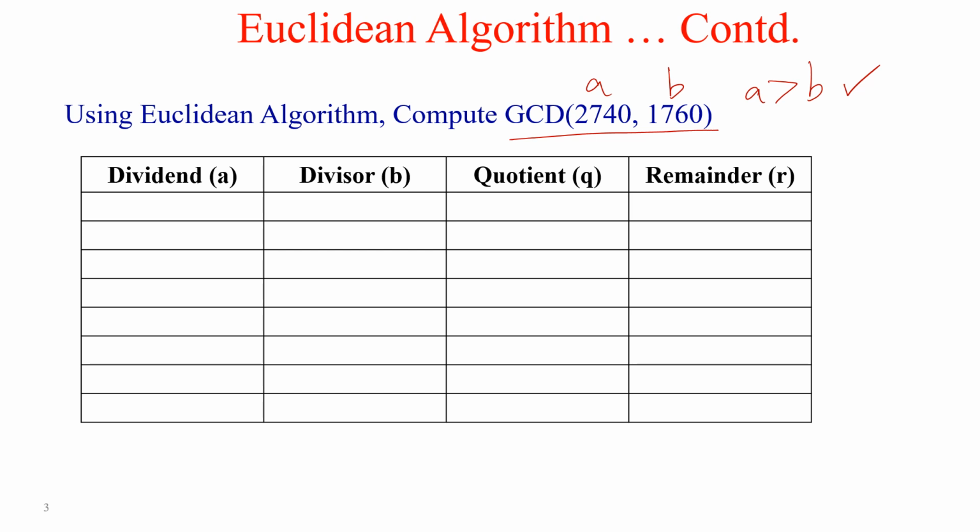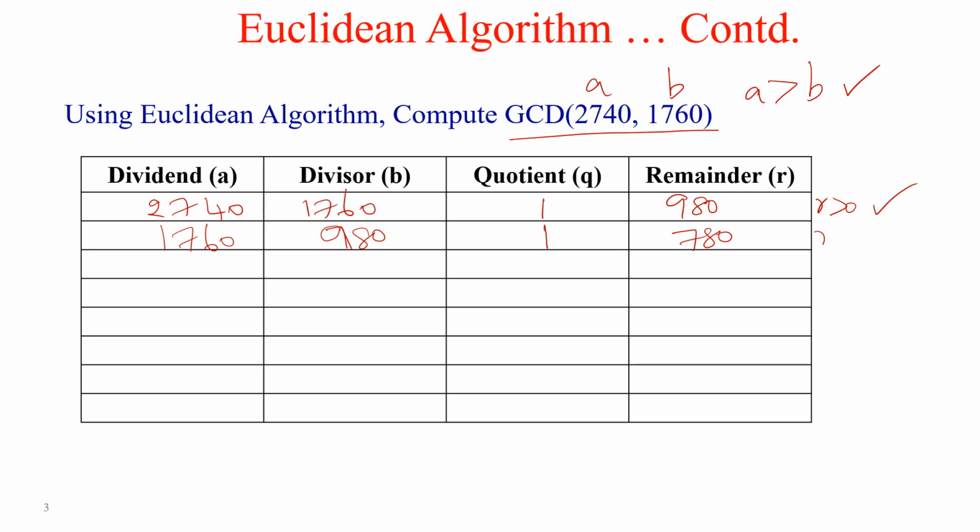A divided by B: the dividend is 2740 and the divisor is 1760. Here the quotient is 1 and the remainder is 980. Normal division you have to perform. Now we check whether the remainder is greater than 0. Yes, the condition is true. So replace A with B, so A is 1760, and we replace B with R, so B equals 980. Then again you perform the division. The quotient becomes 1 and the remainder becomes 780.